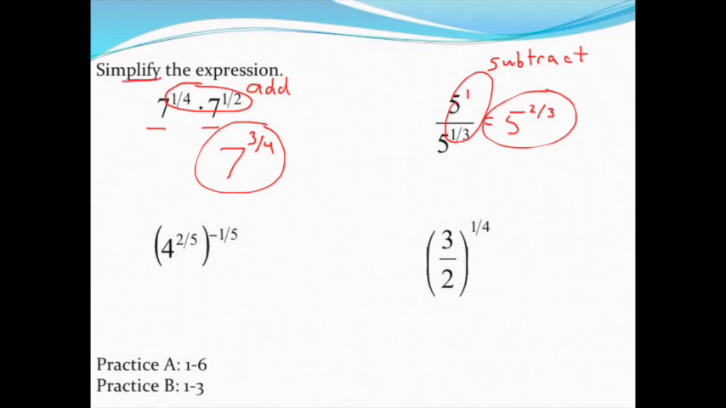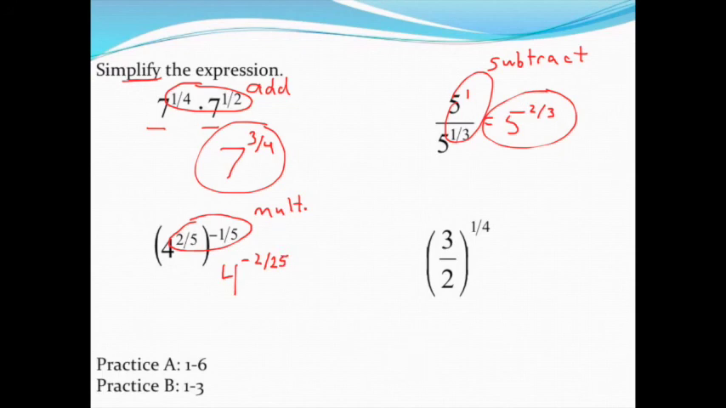Continuing along the bottom, this time I have a power raised to a power. Well, our rule in this case, whether we're working with fractions that are exponents or not, is to multiply the two exponents together. So again, if you need help with multiplying fractions, maybe watch a different video or ask me in class. Otherwise, just use a calculator at this point. 2/5 times negative 1/5 leaves us with negative 2 over 25.